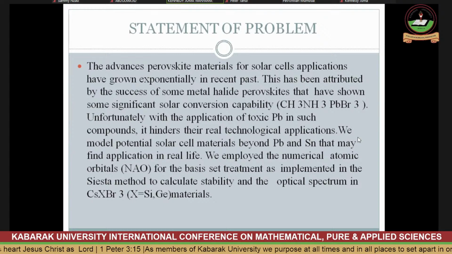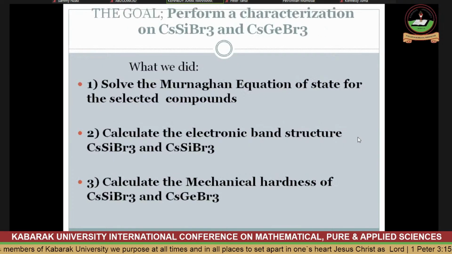Unfortunately, the application of lead in such compounds has hindered their real technological applications. So we have made a model of the solar cell materials beyond lead and tin that may find applications in real life situations. We employed the numeric atomic orbitals for the basis set treatment as implemented in what we call the SIESTA method to calculate the stability of these materials and their optical spectra.